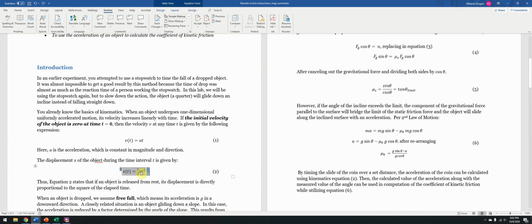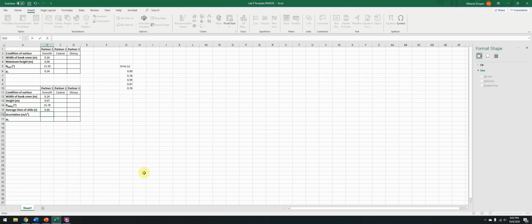So that means essentially we have to get our acceleration by itself, right? So we're going to take our displacement, or the width of the book, multiply it by 2, then divide it by t squared. So I'm going to do that right here. We have 2 times the width of our book divided by the average time of our slide raised to the second power. All right, and that's our acceleration.